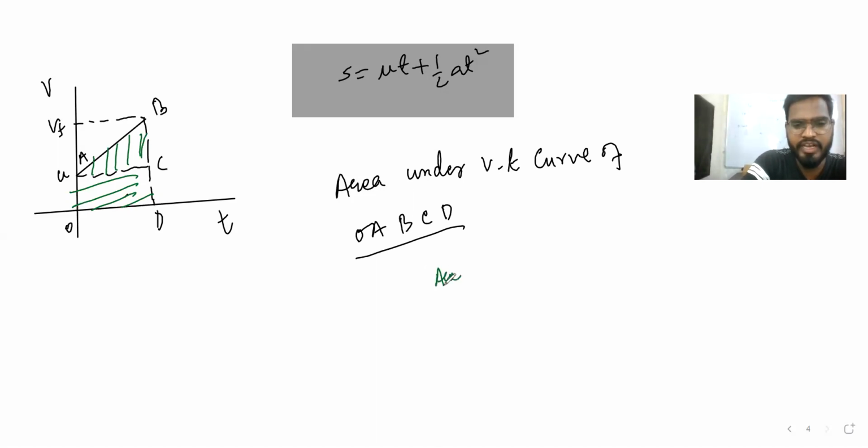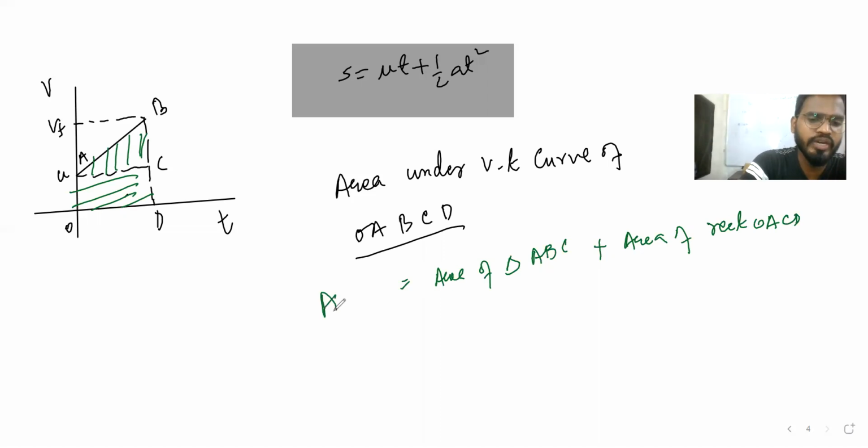Area of what? Area of triangle ABC plus area of rectangle OACD. This is equal to the total area, right? That is what displacement is. Area of triangle, let's consider now.